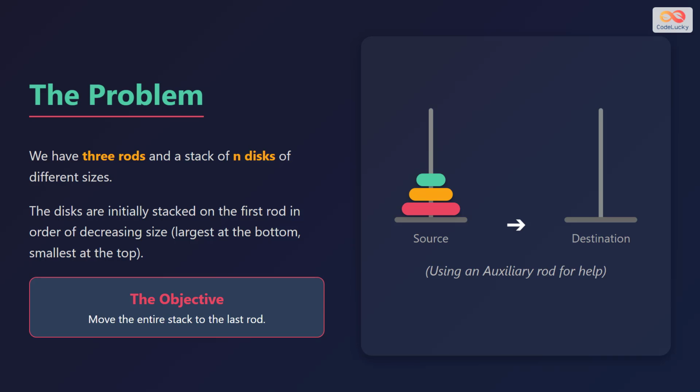We have 3 rods and a stack of disks of different sizes. Initially, all disks are stacked on the first rod, sorted by size with the largest at the bottom and the smallest at the top. Our objective is simple: move the entire stack to the last rod.